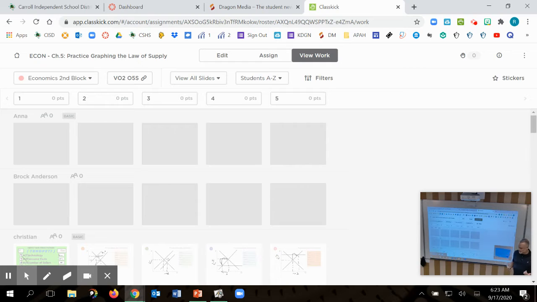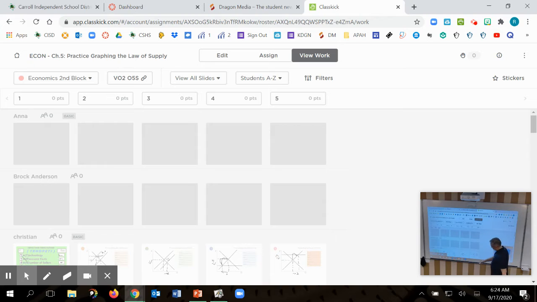The advantage of ClassKick is that I can see your work and I can help you as you go. If you have questions, I can see right at your desk what you're doing. So I do hope the platform will work, but in case it doesn't, we'll have to figure out these workarounds as we go, all right?